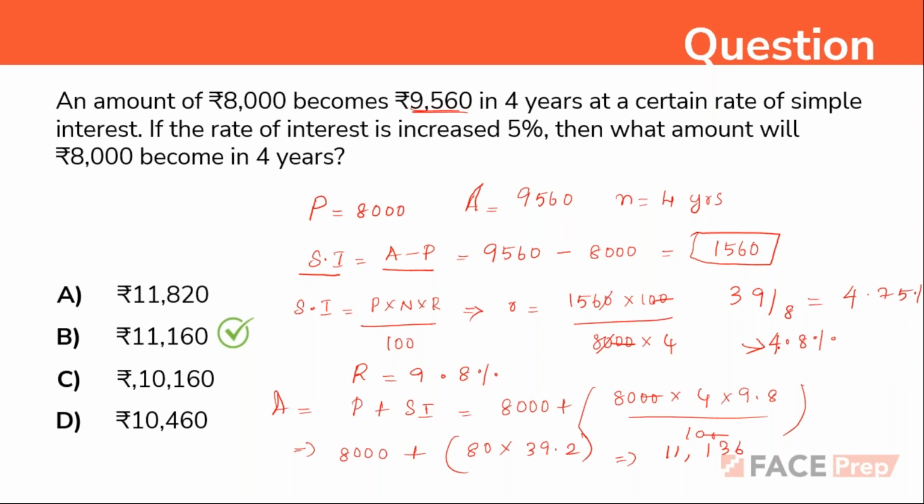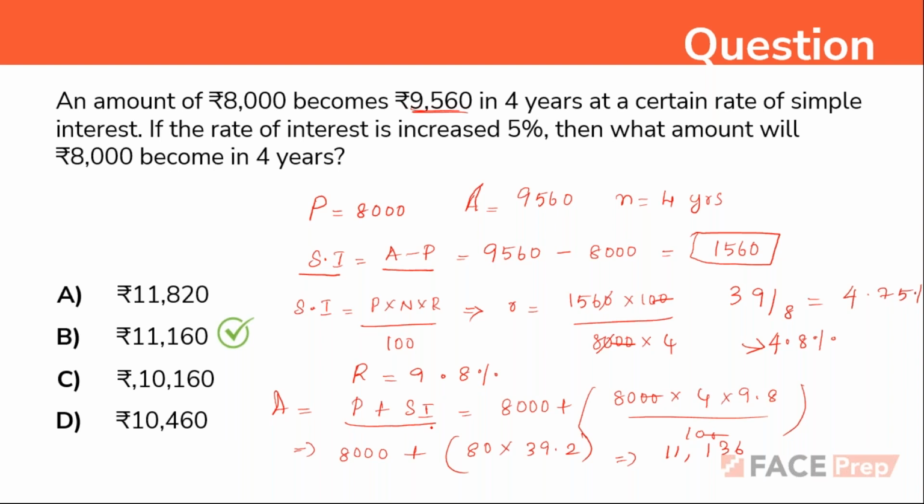Now, what do I need to do? In the first case, I got the rate of interest as 4.75%. The question is, if the rate of interest is increased by 5%, now 4.8 plus 5 is 9.8%. Right. I need to find the amount.